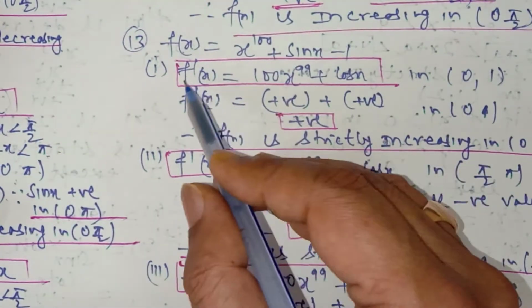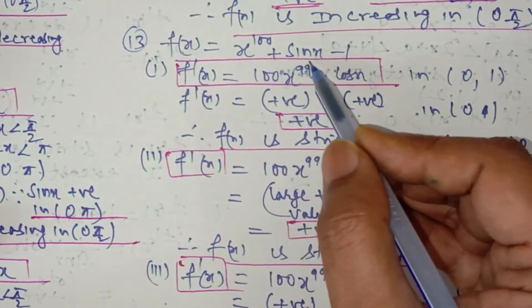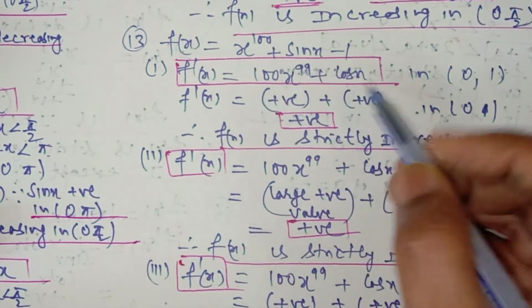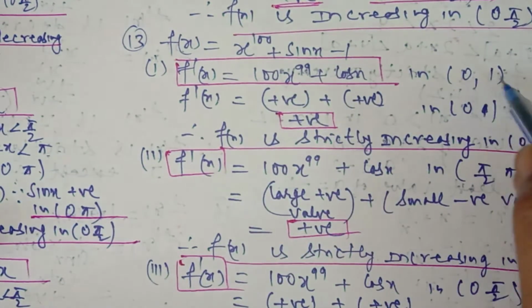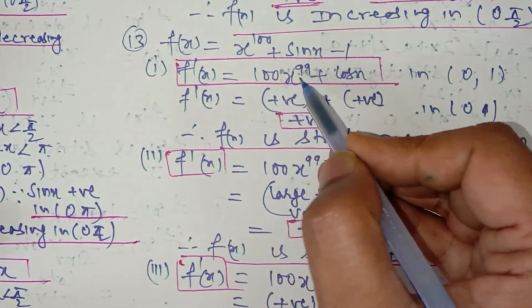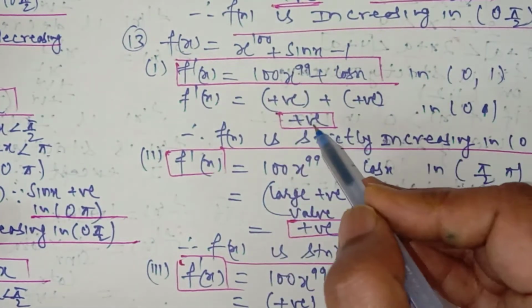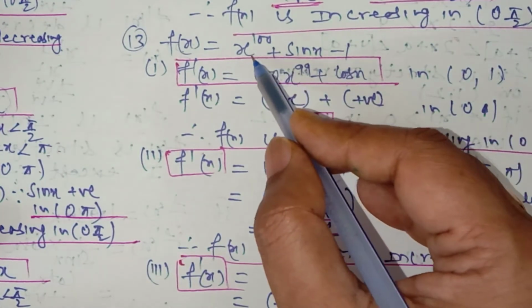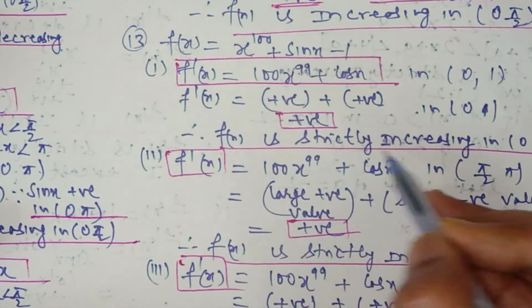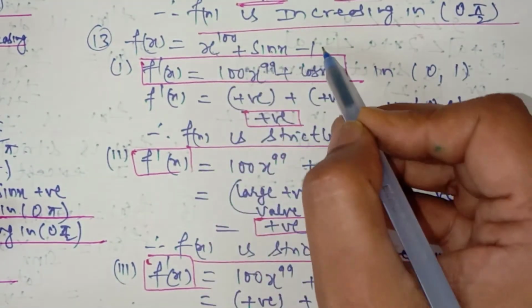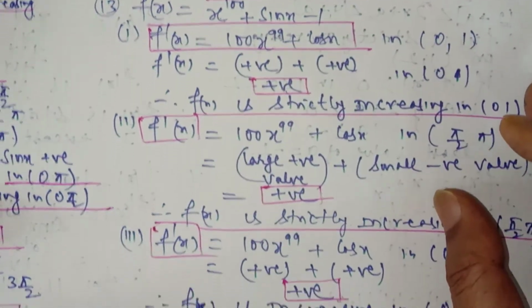Now in question number 13, f x is equal to x to the power 100 plus sin x minus 1. Its first derivative will be 100 x to the power 99 plus cos x, and the interval is 0 to 1. From 0 to 1, this will be positive, because cos will be positive from 0 to 1. So positive, positive, positive. So f x is strictly increasing in the interval 0 to 1, because this is a polynomial, this is a sine, this is a constant function, which are always continuous.